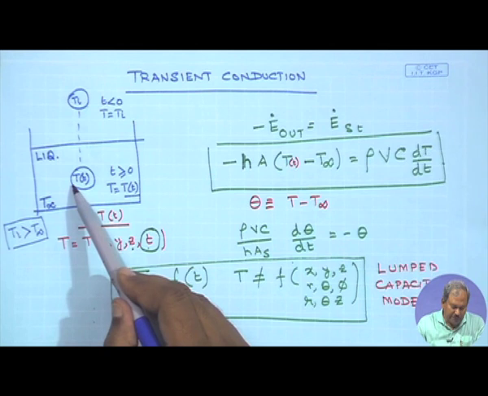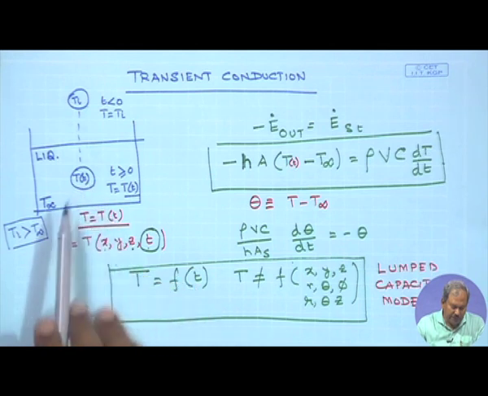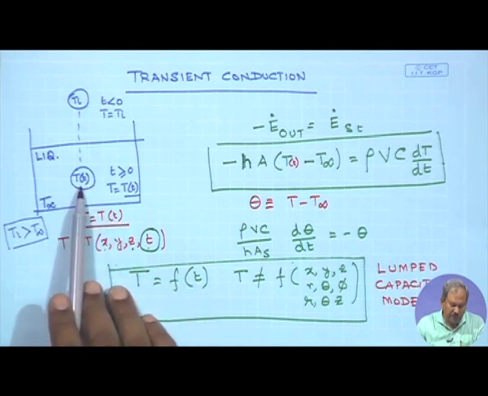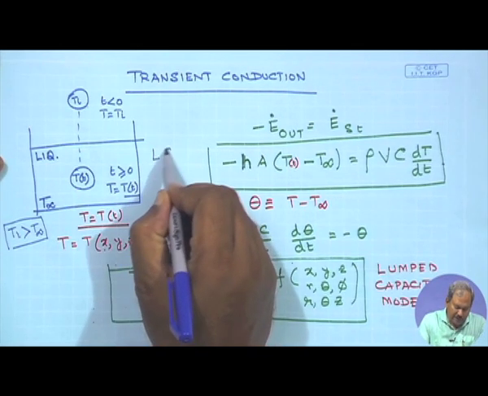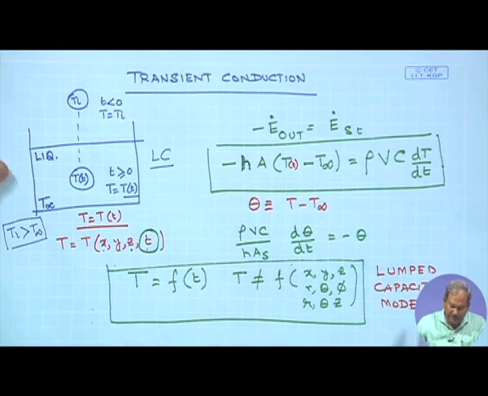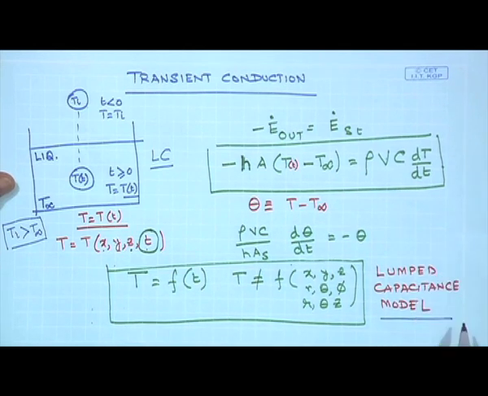So, the temperature inside the solid is going to be a function only of time if we assume that the lumped capacitance model is valid. If the lumped capacitance model is valid, then the temperature is a function of time, but it is not a function of the space coordinates, for example x, y, z, r theta phi or r theta and z, depending on the coordinate system that we are using.